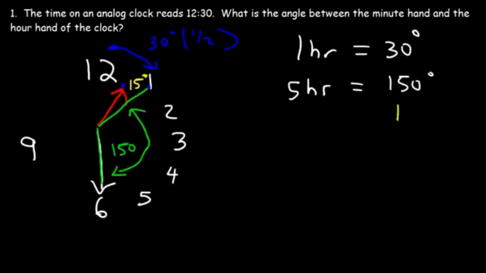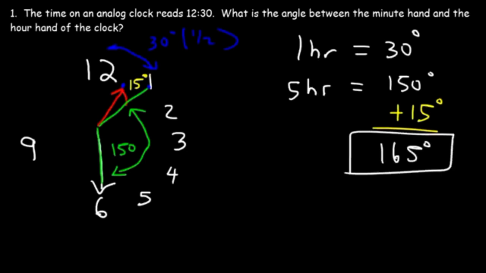So we got to add 150 and 15. Therefore, the angle between the hour hand and the minute hand is 165, which is less than 180. Because if the hour hand was at 12 and the minute hand was at 6, which is impossible, that would be a straight line, that would be 180, but it has to be less than 180. And this answer is reasonable.